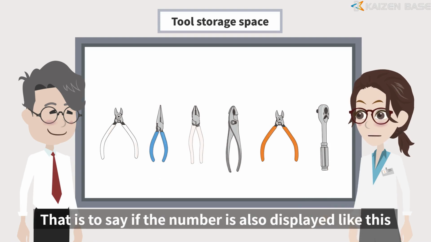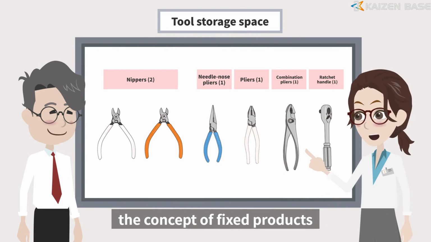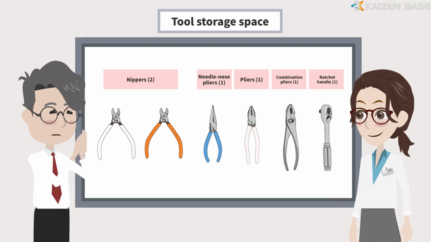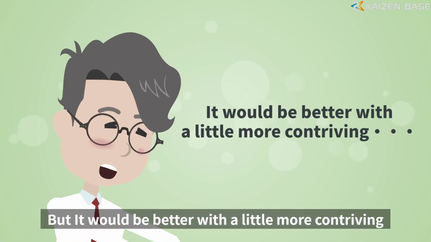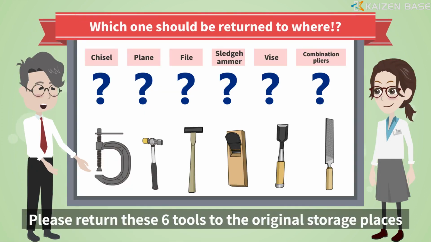That is to say, if the number is also displayed like this, the concept of fixed products, fixed position and fixed quantity can be realized. Yes, it's much better than just now. But it would be better with a little more contriving. For example, please return these 6 tools to the original storage places.